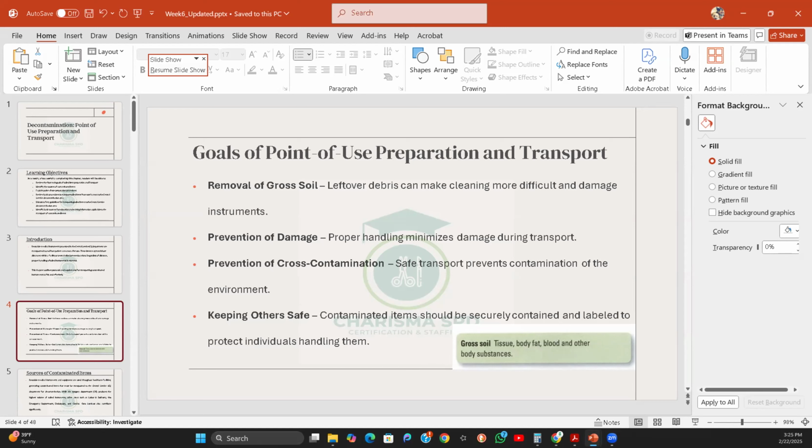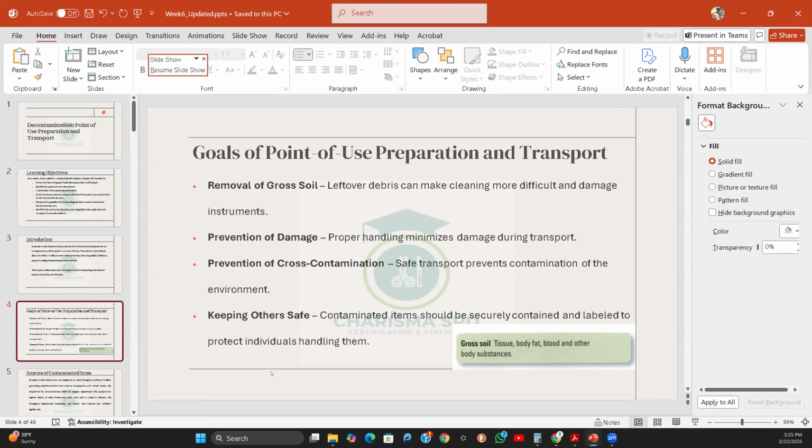Another goal of prepping contaminated or dirty instruments at the point of use is to prevent cross-contamination. And I can't emphasize this point enough, because Professor Ejari took care of this last week, and he just mentioned it in the recap about 5 minutes ago. And last but not least, another goal is to keep others safe.